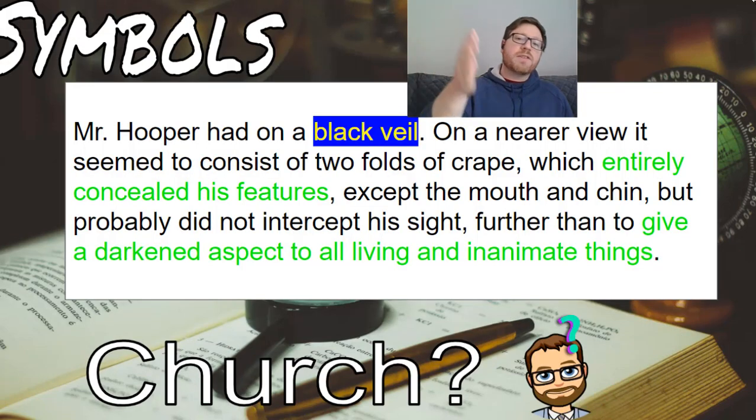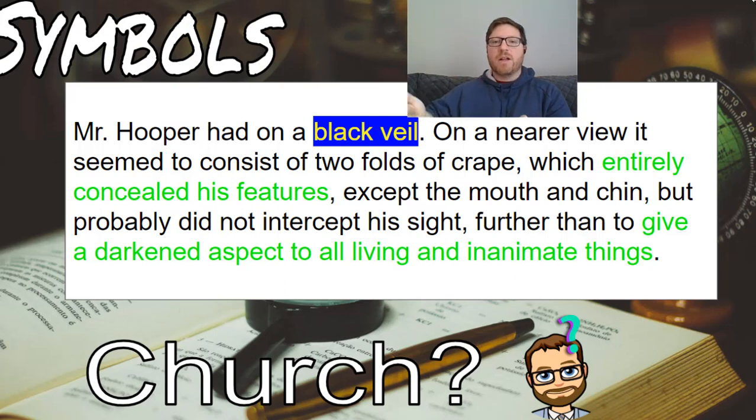So as you see here, here's the passage where it actually brings up the black veil. "Mr. Hooper had on a black veil. On a nearer view, it seemed to consist of two folds of crepe, which entirely concealed his features, except the mouth and chin, but probably did not intercept his sight further than to give a darkened aspect to all living and inanimate things."